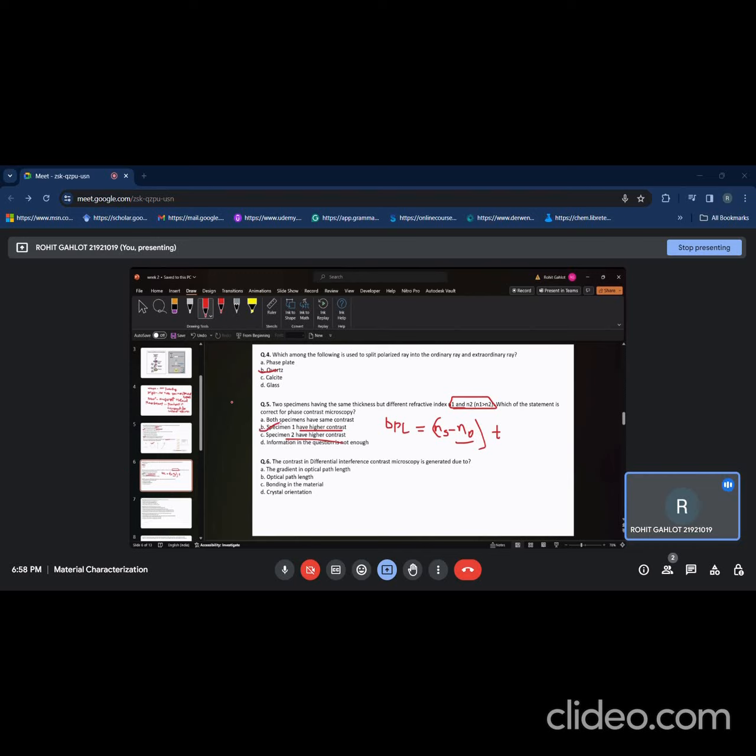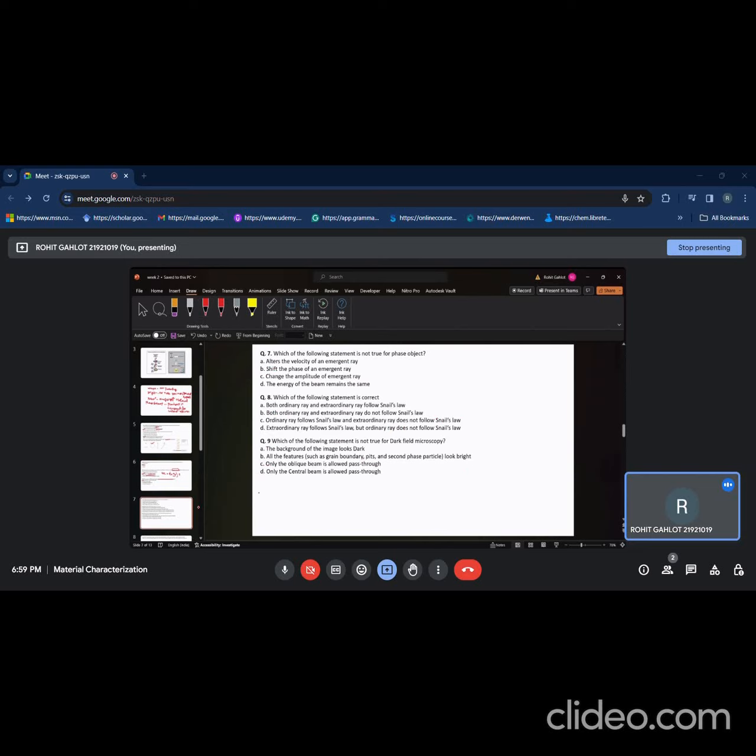Moving to the sixth, the contrast in differential interference contrast microscopy is generated due to: A, the gradient in optical path length; B, optical path length; C, the bonding in the material; and D, the crystal orientation. So the correct answer will be the gradient in the optical path length. The contrast in DIC is generated due to the gradient in the optical path length.